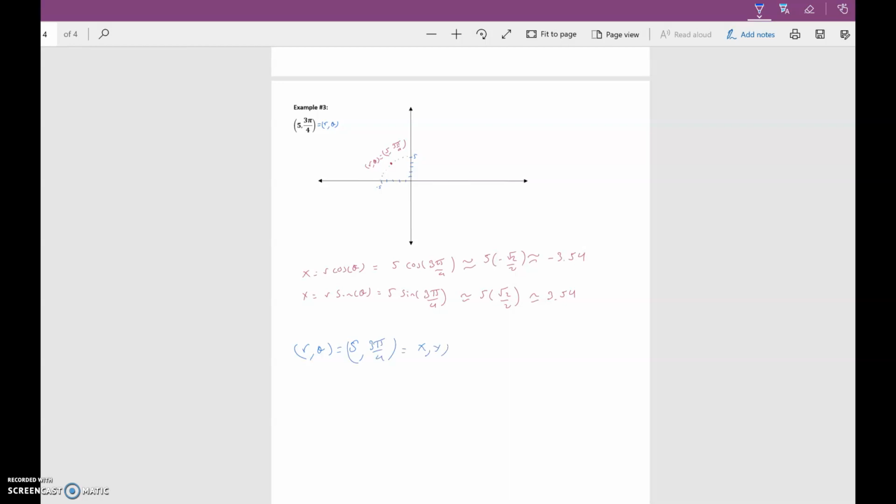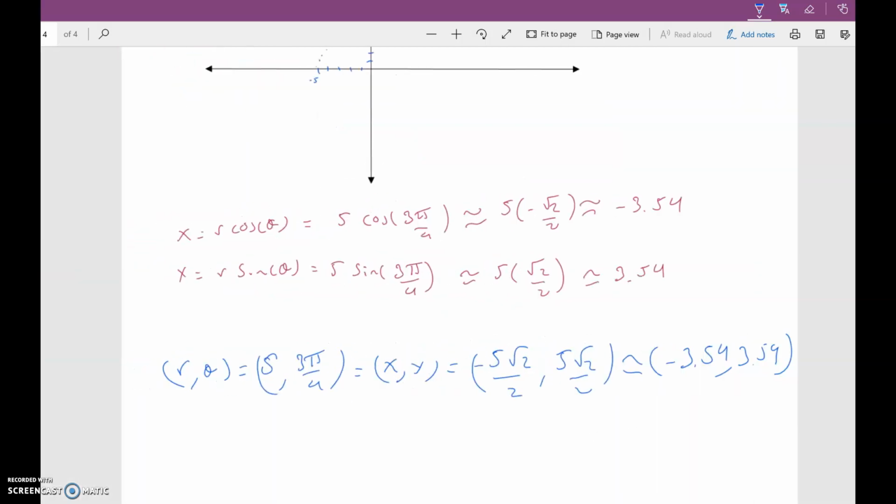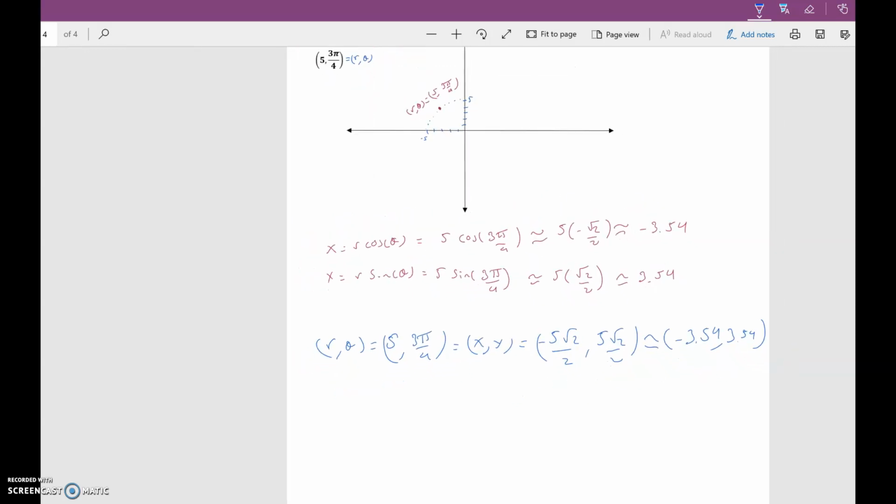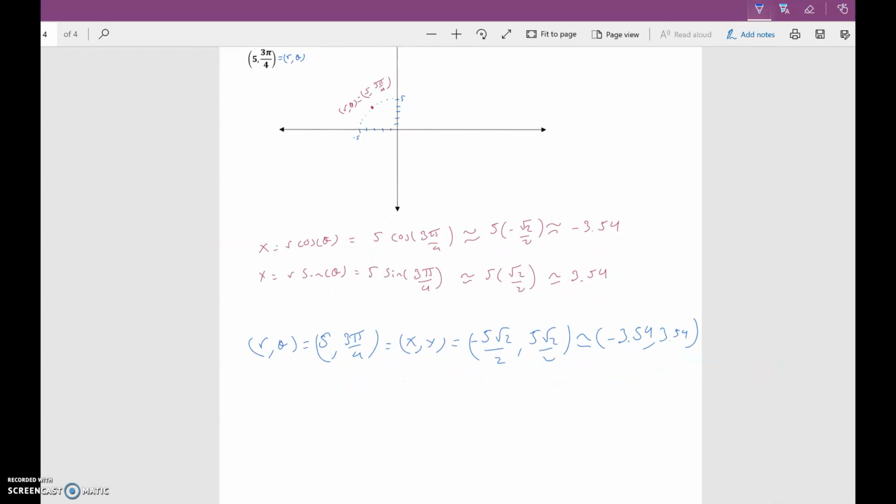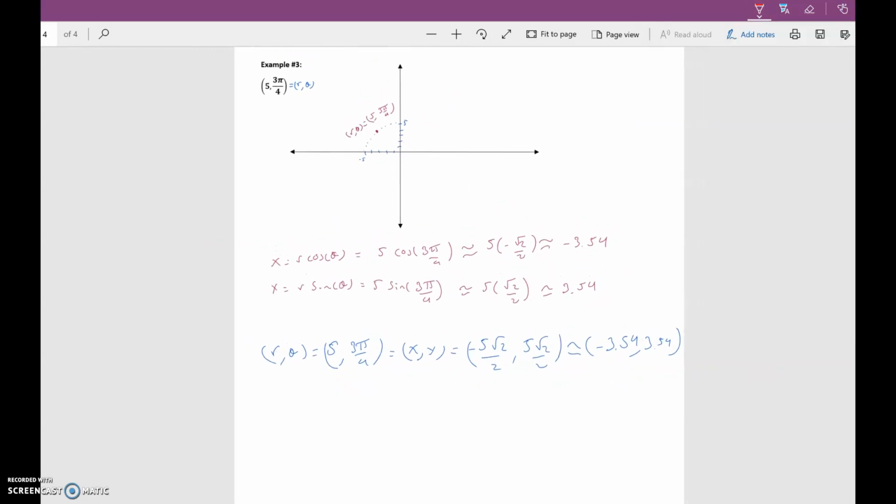So in terms of our final solution, r comma theta of 5 comma 3 pi over 4 can be expressed in rectangular as negative 5 square root of 2 over 2 comma 5 square root of 2 over 2, which happens to be negative 3.54 and 3.54. Hold on, let me fix that last one. Okay, so that's our final solution for this particular coordinate point.